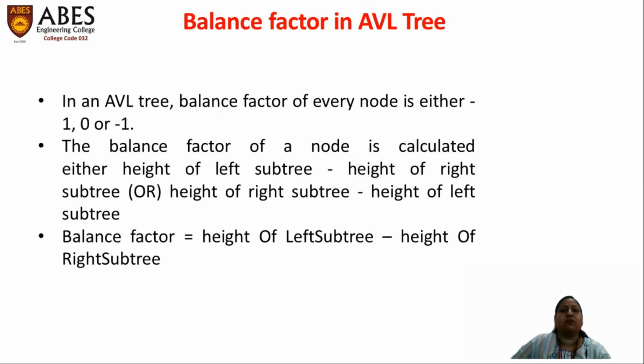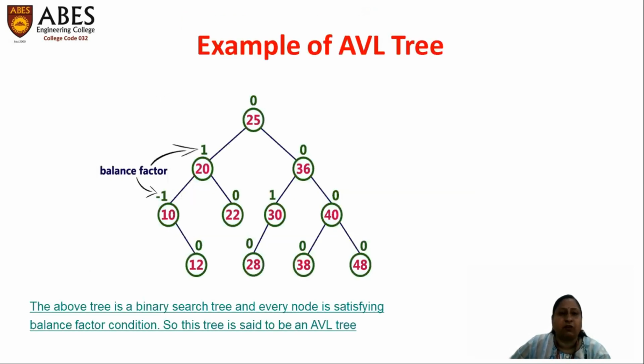The balance factor of the node is calculated by height of the left subtree minus height of the right subtree, or height of the right subtree minus height of the left subtree. That is the formula for determining the balance factor of each node. That is, balance factor is equal to height of the left subtree minus height of the right subtree. Let's discuss how the balance factor is calculated by an example given on your screen.